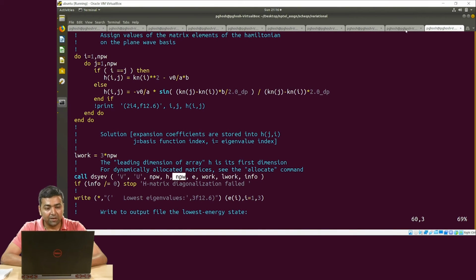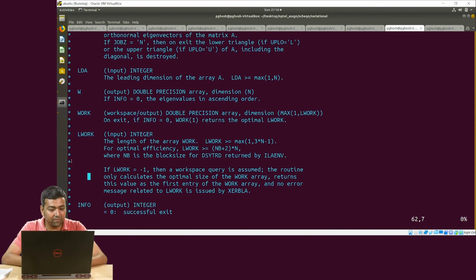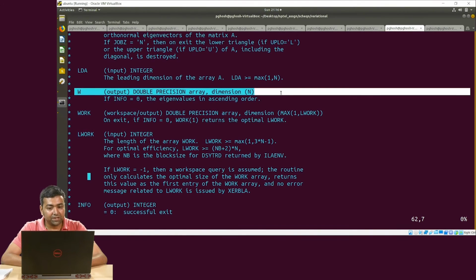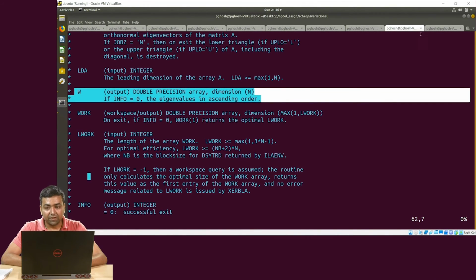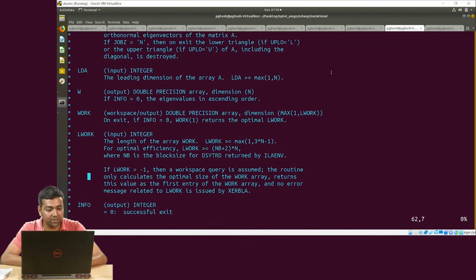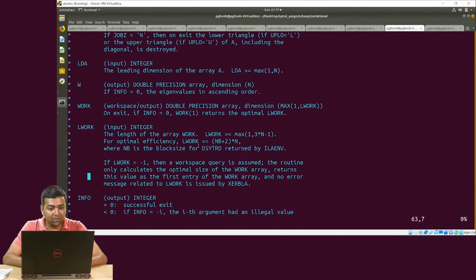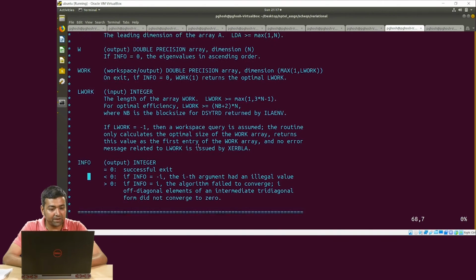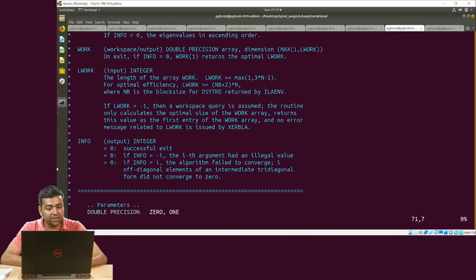Then the next variable here is w, which is an output type, which corresponds to the array E in my program, where the eigenvalues will be stored, and the subroutine will return this to the main program. That is why it is an output type. Then LWork is some temporary array, and then info is again an integer and of an output type.